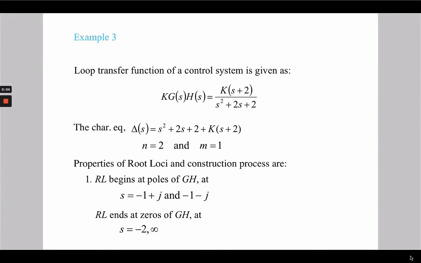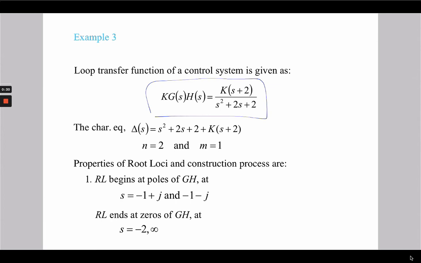In this video, I am going to explain example 3 in the root locus chapter. We have the loop transfer function of a control system given by KGH, which equals K(s + 2) over (s squared + 2s + 2). From the characteristic equation, we take 1 + GH.